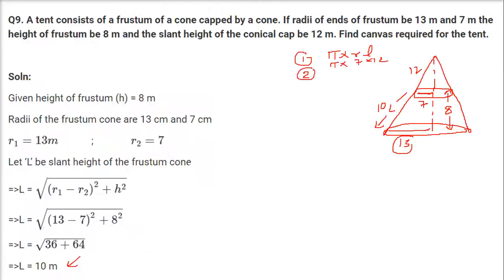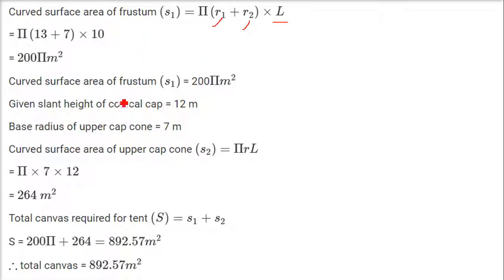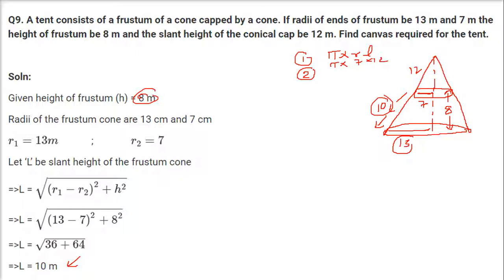The height is 8, sorry. Oh, sorry. This L is 10. I'm so sorry, 10. So 10 is there. So you just multiply by 10. Now this comes to be 200 pi for the curved surface area of the frustum. And curved surface area, not total surface area, we have to find out, because the tent will consist of the curved surface area only.